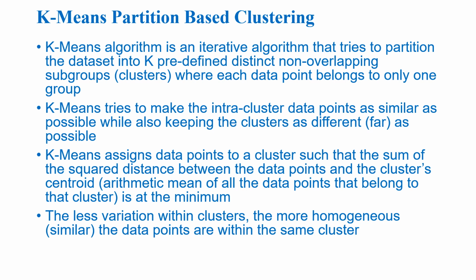K-means tries to make the intra-cluster data points as similar as possible while keeping the clusters as far apart as possible. K-means assigns data points to the cluster such that the sum of the squared distance between the data points and the cluster's centroid, or arithmetic mean of all the data points that belong to the cluster, is at a minimum. The less variation within clusters, the more homogeneous or similar the data points are within the same cluster.